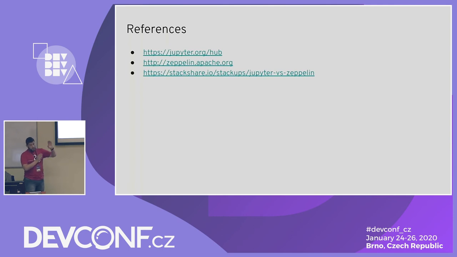So these are the references I used. Of course, those two project websites, and this particular one, stackshare.io, a community website where people can create tool comparisons. The community goes there and creates bullet points about what one tool has as a feature, what the other tool has, and so on. It creates a good dashboard to compare both tools. It's not only Jupyter versus Zeppelin; there are many other ones. So I think this might be a useful link for you. I'll wait for people to arrive now.